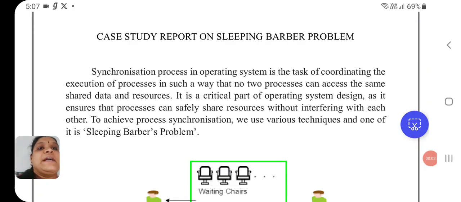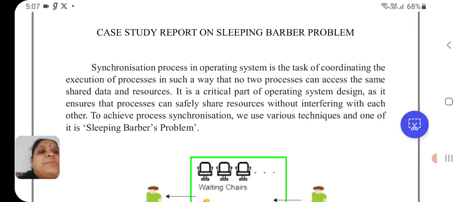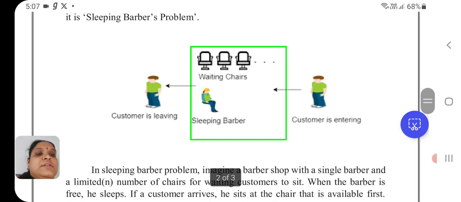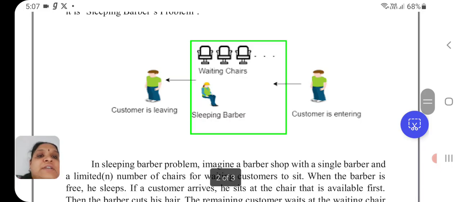So let me start with the case study here. This is one of the case studies in operating systems, a case study report on the sleeping barber problem. Let me show the image first. We already know what a barber is and how a barber shop will be.